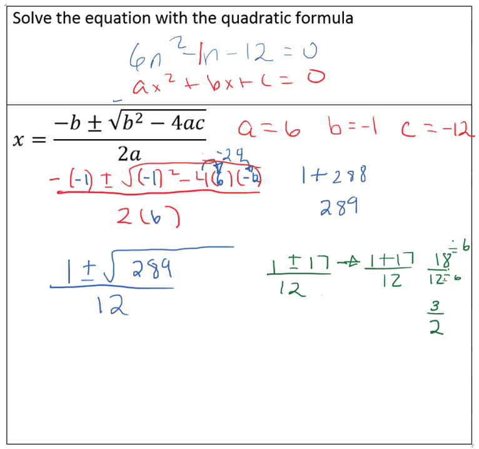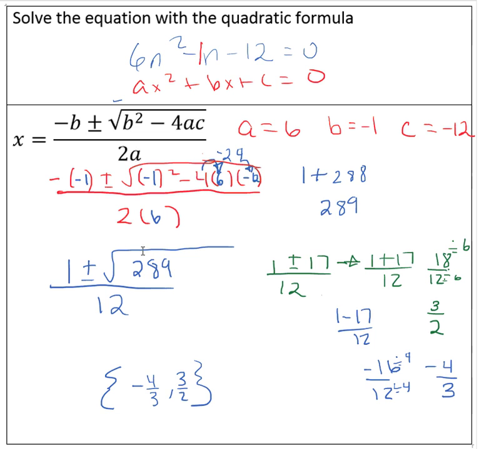Now, we're going to find the other root using 1 minus 17 over 12. 1 minus 17 is -16 over 12. Divide both of these by 4. 16 divided by 4 is going to be -4. 12 divided by 4 is going to be 3. So my two solutions to this problem are -4/3 and 3/2. Those are the two places where this line will cross the x-axis.